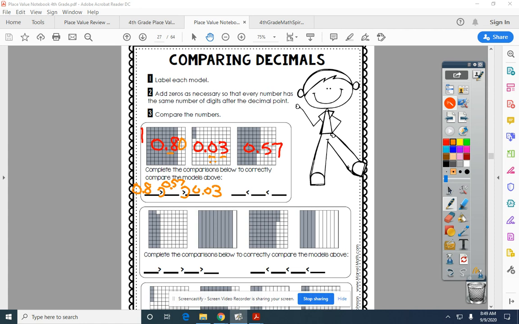Okay. Then here on the other side, they just have it going in the opposite direction. They want it least to greatest again, which would be what? Which one of these is the least? 0.03. Then 0.57. And last, 0.8 or 80. Okay.